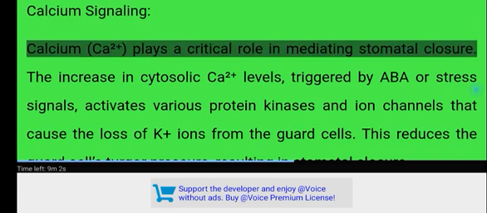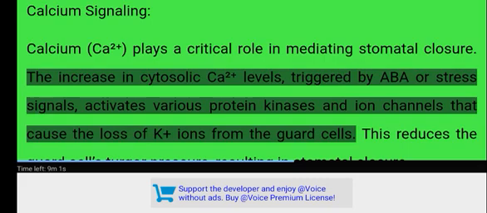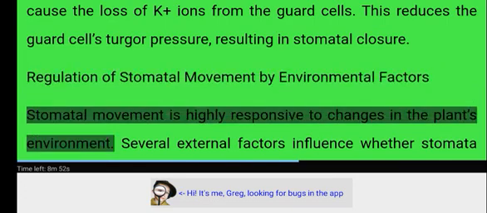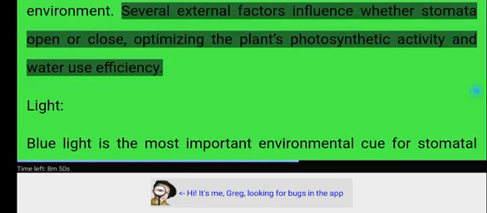Calcium signaling. Calcium (Ca²⁺) plays a critical role in mediating stomatal closure. The increase in cytosolic Ca²⁺ levels, triggered by ABA stress signals, activates various protein kinases and ion channels that cause the loss of K+ ions from the guard cells. This reduces the guard cell's turgor pressure, resulting in stomatal closure. Regulation of stomatal movement by environmental factors. Stomatal movement is highly responsive to changes in the plant's environment. Several external factors influence whether stomata open or close, optimizing the plant's photosynthetic activity and water use efficiency.